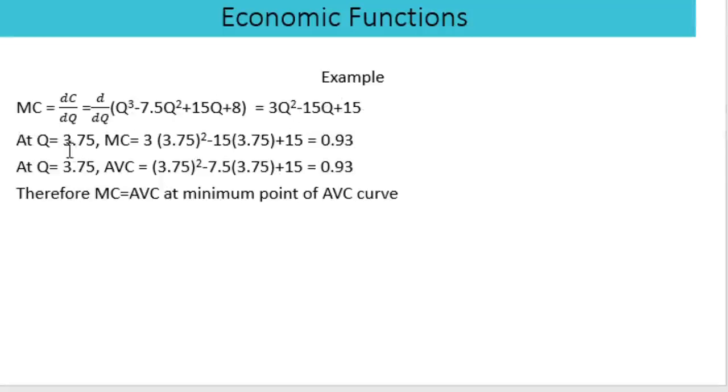At Q equal to 3.75, what is the value of MC? Substitute 3.75 into this function, we will get 0. At Q equal to 3.75, substitute, find the value of AVC. This equal to 0. Therefore, MC equal to AVC at the minimum point of AVC.